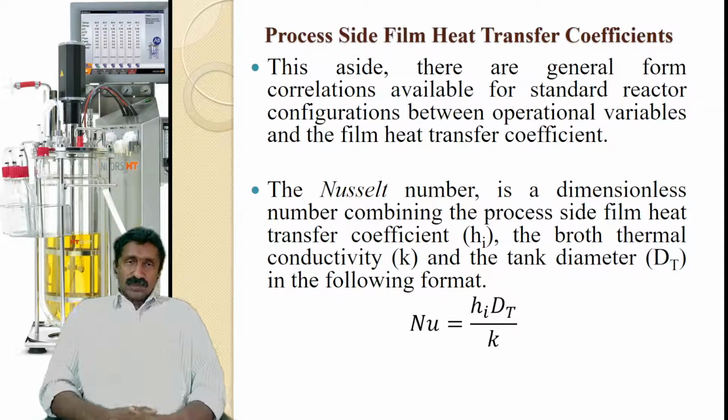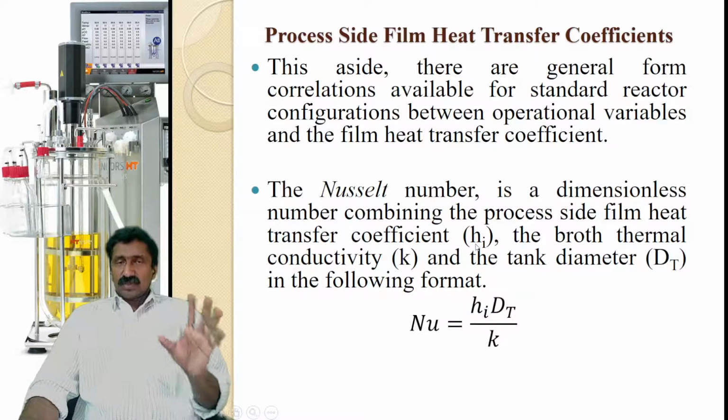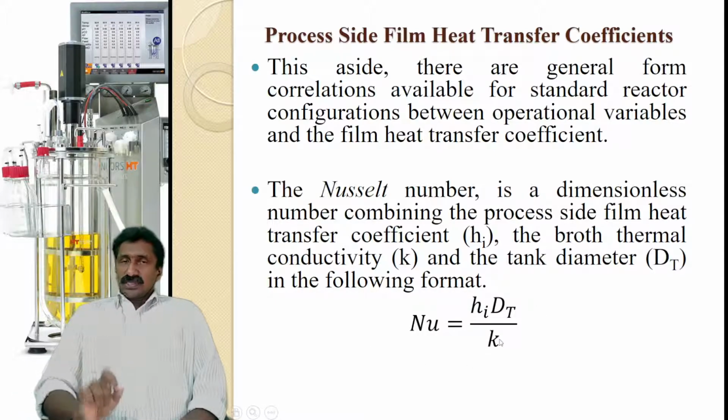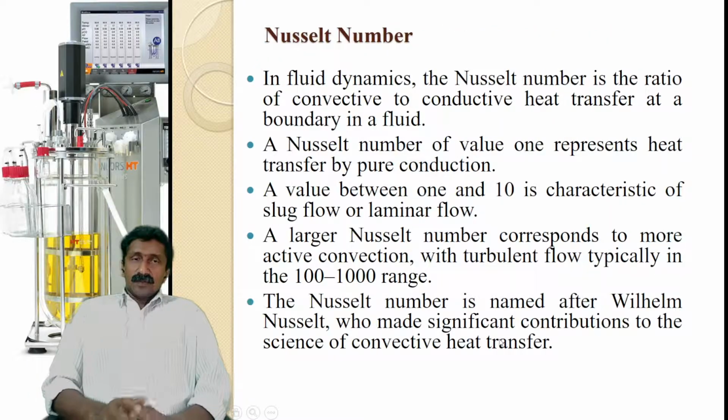And here you can see that the Nusselt number is h_i d_t divided by k, where h_i is the process side heat transfer coefficient, which was discussed. That's a property of the medium and interior components of the reactor. And k is the broth thermal conductivity, and d_t is the tank diameter. So if you consider all these things, you can calculate the Nusselt number, which is a ratio. So it is a dimensionless number.